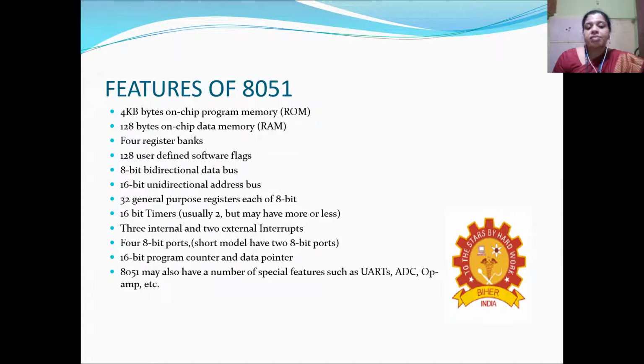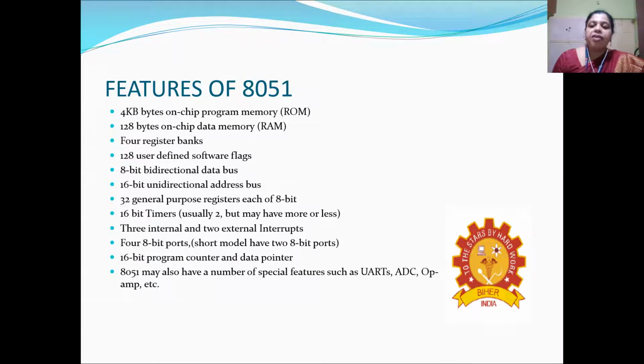and it has 4 register banks. Then regarding the registers, it has 32 general purpose registers, and each register can store 8-bit data. Then it has 2 16-bit timers, and for providing the interrupts, it has 3 internal and 2 external interrupts. And it has 4 input output ports. All these ports act as 8-bit ports. Then it has a 16-bit program counter and data pointer.